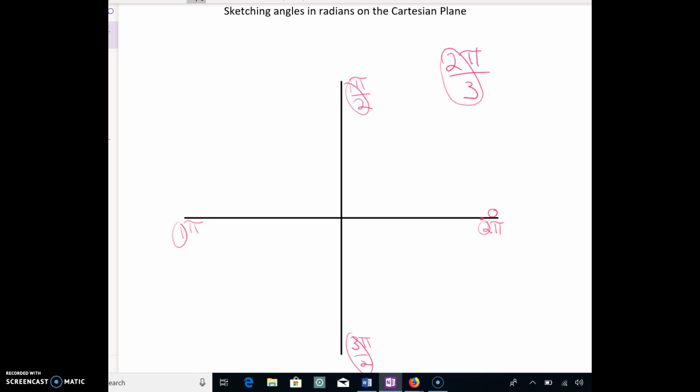And 2/3 is the same thing as saying 0.66666 as a decimal, which is in between 1/2 and 1. It's in between 0.5 and 1. So what that's telling us is that this angle is going to be over here in quadrant 2.